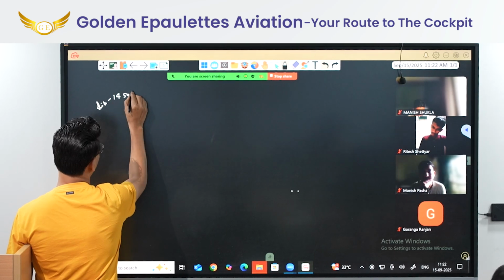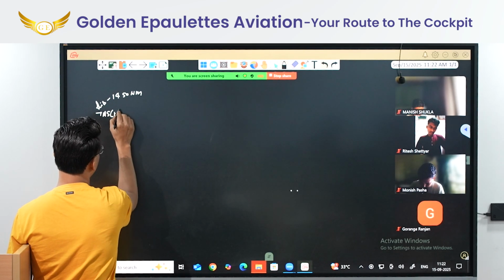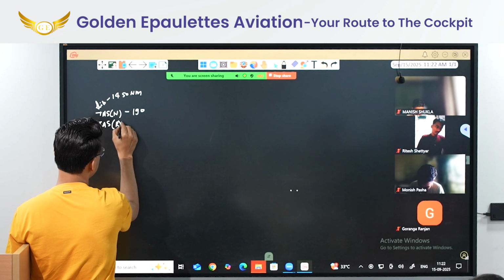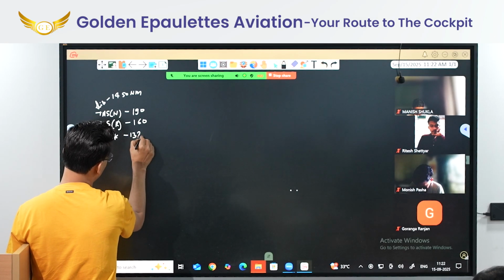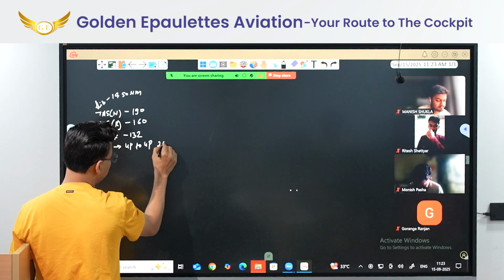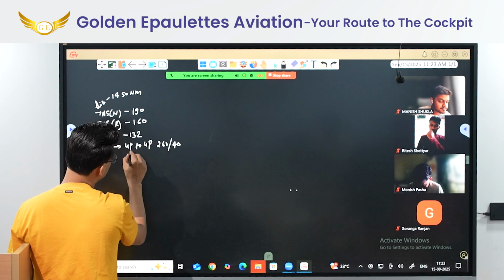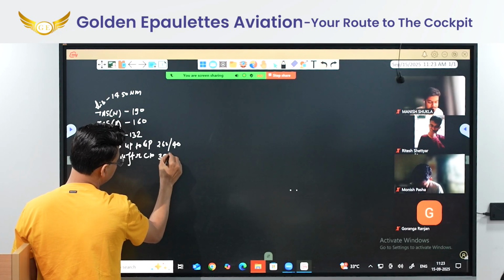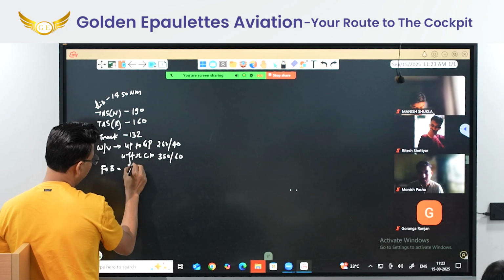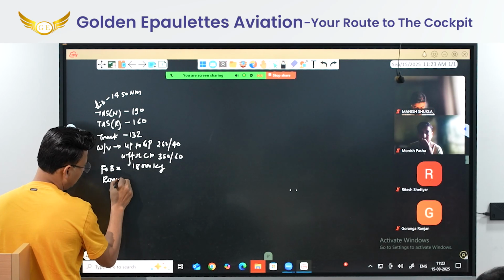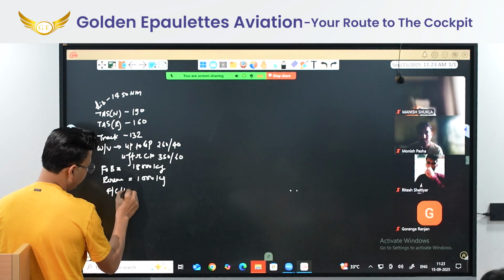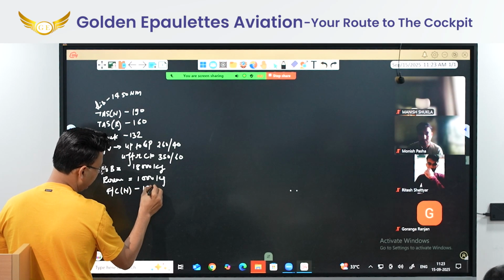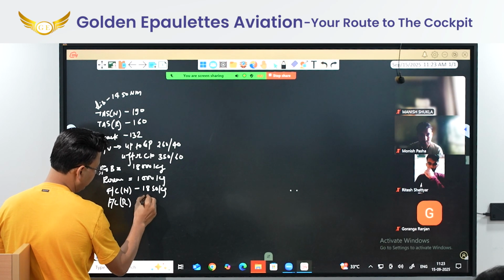Distance 1450. TAS normal is 190. TAS reduce 160. Track 132 up to CP, 26040. After CP, 35060. FOB 18,000 kg. Reserve is 1000 kg. FC normal 1850. FC reduce 1450.